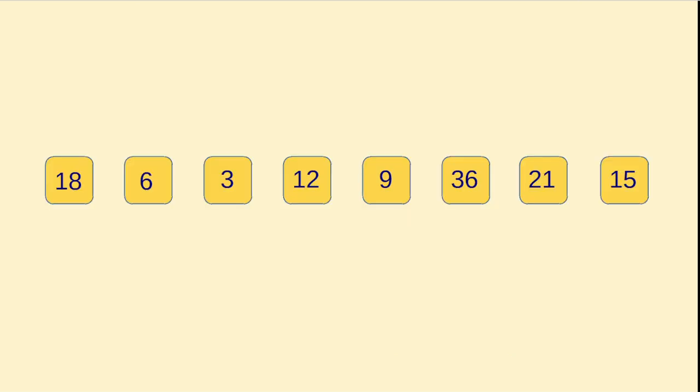Suppose we have these elements in an array with the element values equal to 18, 6, 3, 12, 9, 36, 21 and 15, and suppose we want to arrange these elements in ascending order, or increasing order of their values, by using the selection sort algorithm.